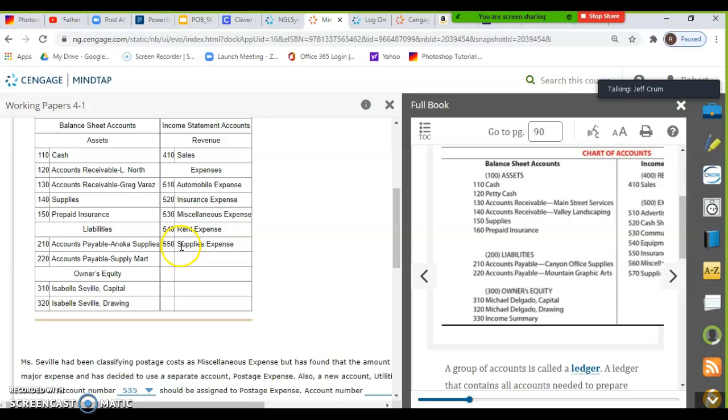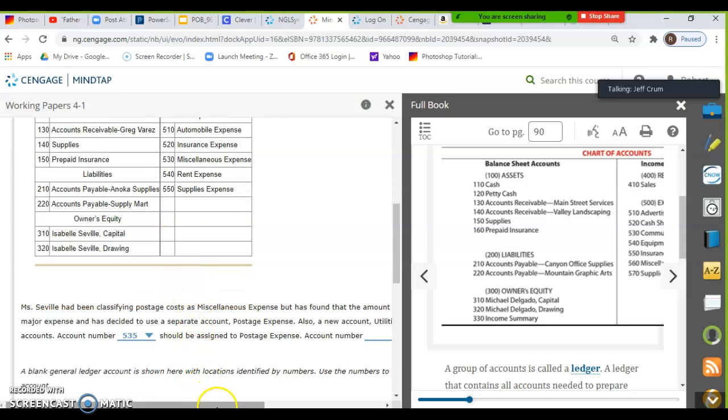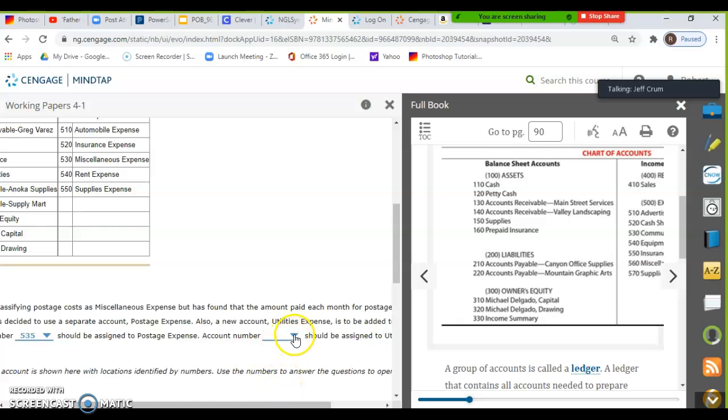S is the last one in the alphabet on here. So U comes after the S, and the last one's 550. So utilities account is going to be 560.